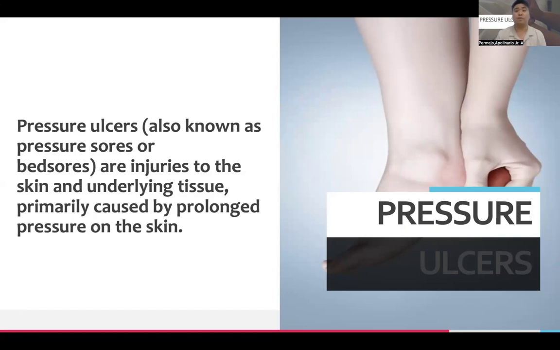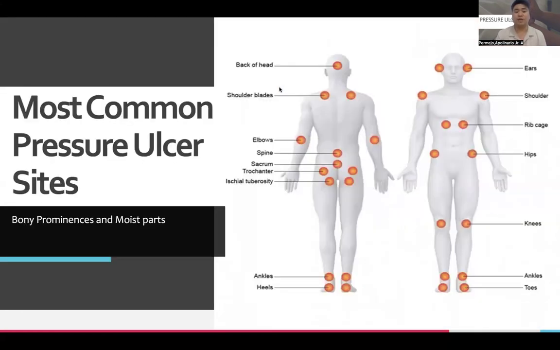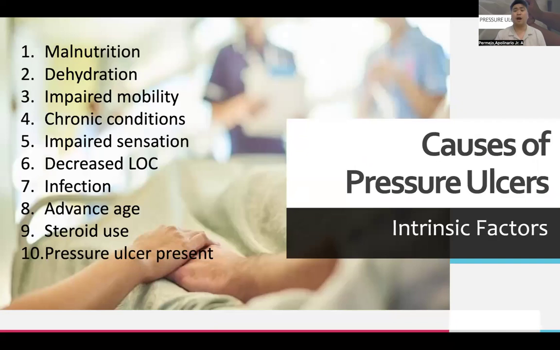Where are the most common pressure ulcer sites? These are actually common in the bony prominences and even in the moist parts of our body. These are in the back of the head, the shoulder blades, the elbows, spine, trochanter, ischial tuberosity, ankles, and the heels. Even in the ears, the shoulder, the rib cage, the hips, the knees, and the ankles and toes.